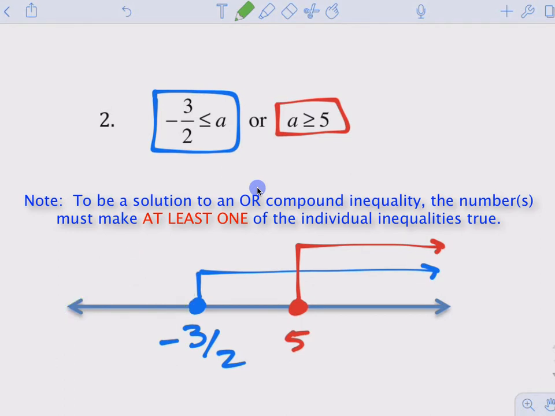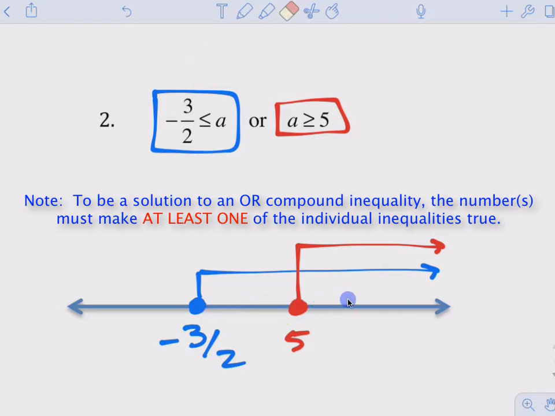What about these numbers from -3/2 to 5? Well, they are shaded in blue, meaning they make this statement true. But they do not make this statement true because they're not shaded in red. However, since we're working with an OR compound inequality, that's good enough. If you make one of these guys true, you're a solution to the compound inequality. So a little bit easier with OR than it was with AND. So these guys are going to be solutions in there. Okay, so these guys are solutions.